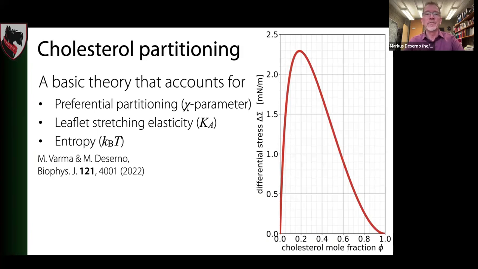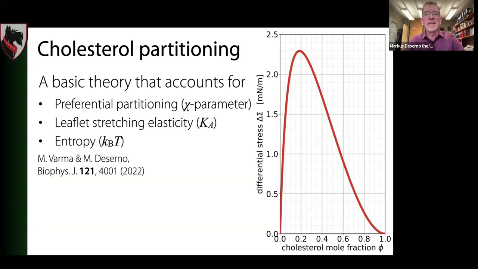For 0 cholesterol, the differential stress is 0, mostly because that's just how we set up the system. And the moment you add it, the differential stress very rapidly shoots up because there is a preferential distribution of cholesterol going into the saturated leaflet. Then if you keep adding cholesterol, at some point there's so much cholesterol in there that the membrane again becomes essentially symmetric because most of it is cholesterol, so it goes down again.